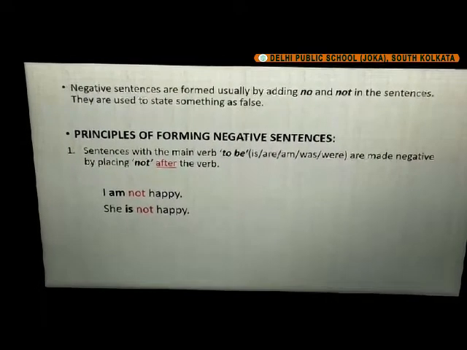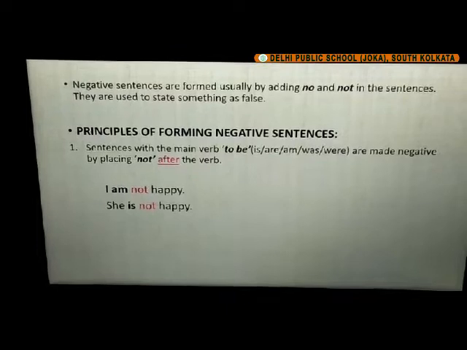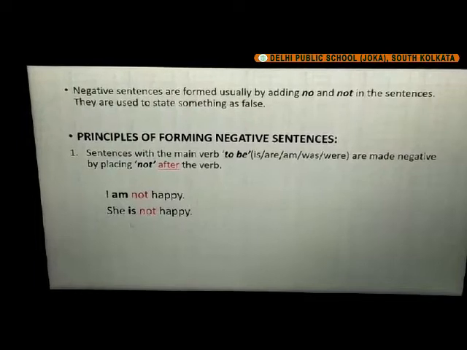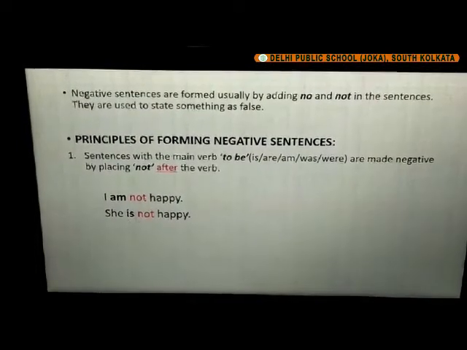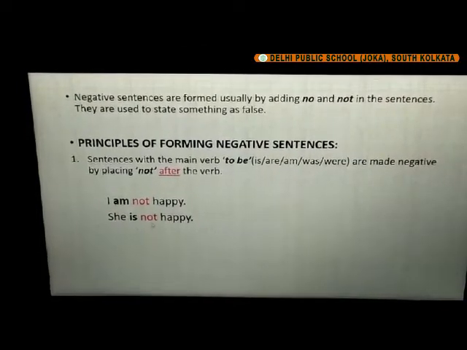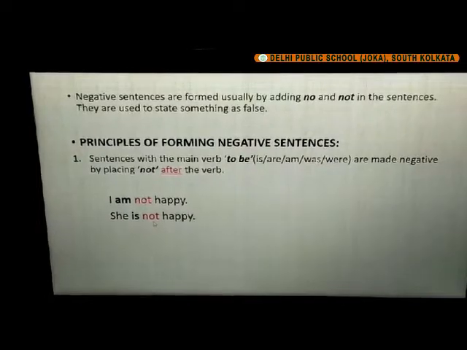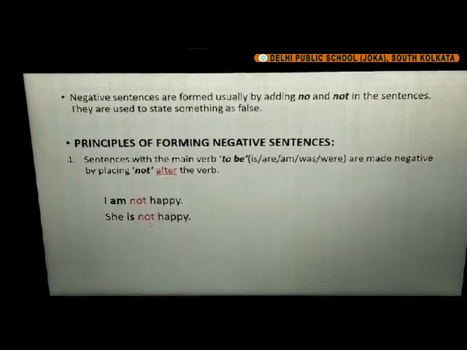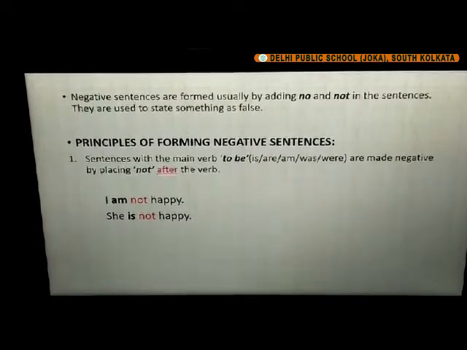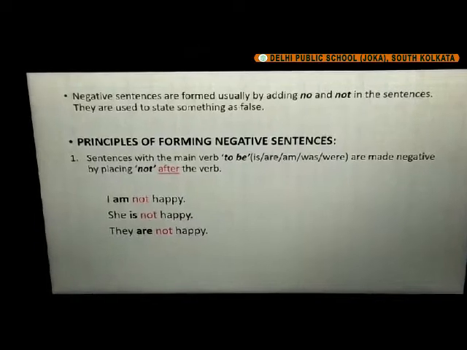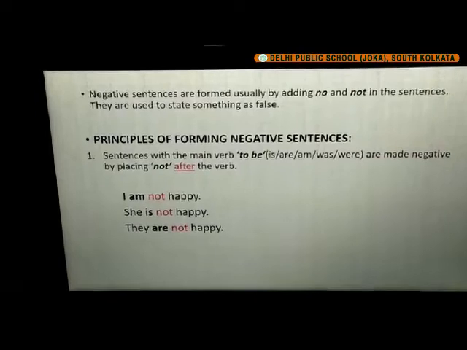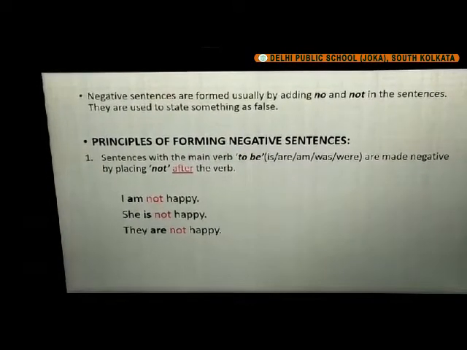Take another example. She is happy. Now, if you are to change this sentence into negative, again, you look at the main verb. In this case, the main verb is. And you introduce the word not immediately after the main verb is to make it negative. The resultant sentence is, she is not happy. Likewise, you can make other negative sentences like they are not happy, we are not happy, and so on.